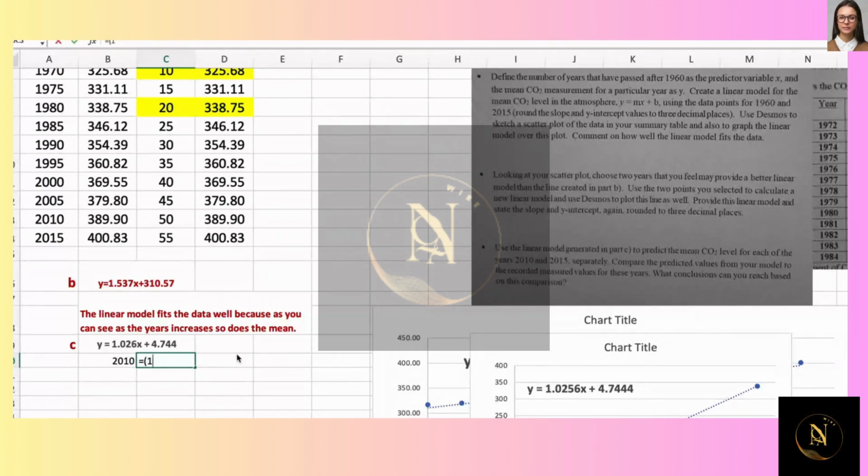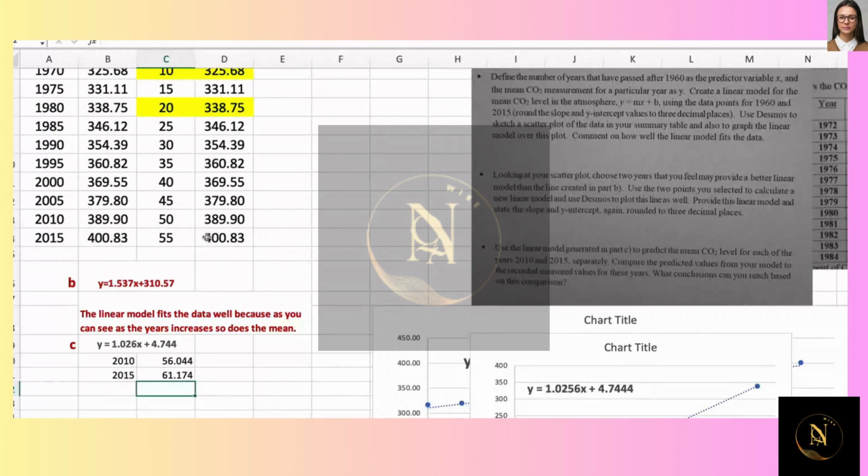So I'm going to do 1.026 times 50, close my parenthesis, plus 4.744. And then for 2015, that is 55 years. And so those would be the two means.